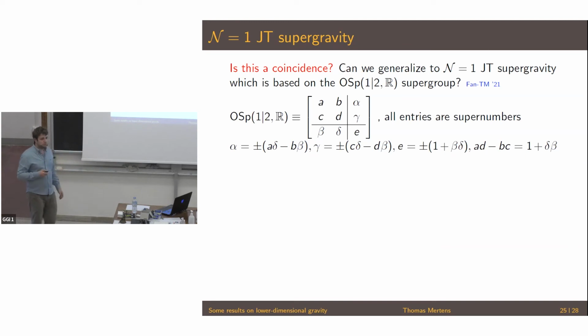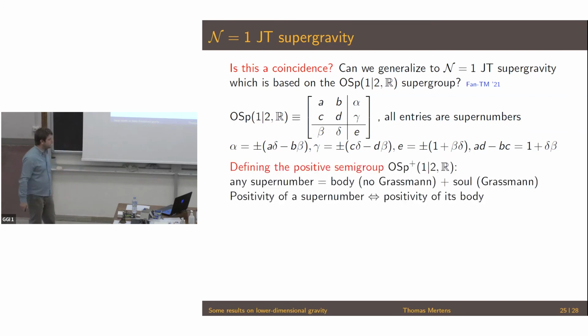The OSP 1/2 group, in the fundamental representation, you can write as this 2/1 dimensional matrix, where you have 9 entries, and all of these are super numbers, but they are restricted by these relations. The relations themselves obviously don't matter for the purpose of this talk, but I just wanted to show them. And then you have to think about how one even defines something like this positive semigroup. For that, it's useful to note that any super number can be written as what is called its body plus its soul, where the body doesn't contain any Grassmann components and the soul contains all of the Grassmann components. And then you can map the positivity of a super number to the positivity of its body.